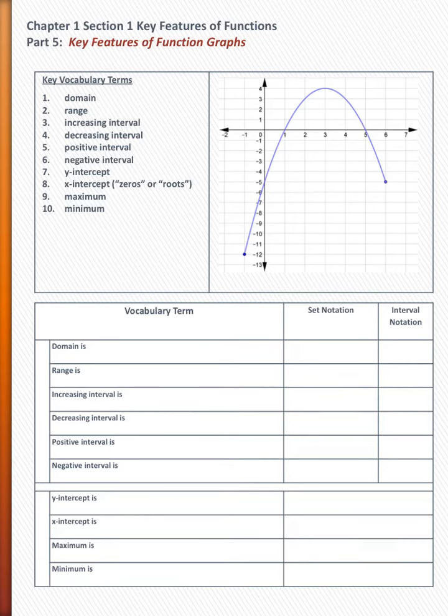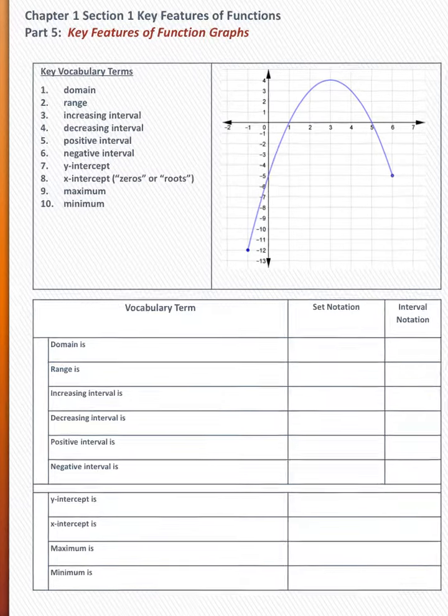This is Chapter 1, Section 1, Part 5, and in this video we're going to talk about key features of functions and their graphs. We've got 10 terms listed here. We're going to talk about the definition of each of those terms, and I have an example function graph, and we'll write in set notation and interval notation the specific numbers for each of the features of this graph. Okay, so the first thing is domain.